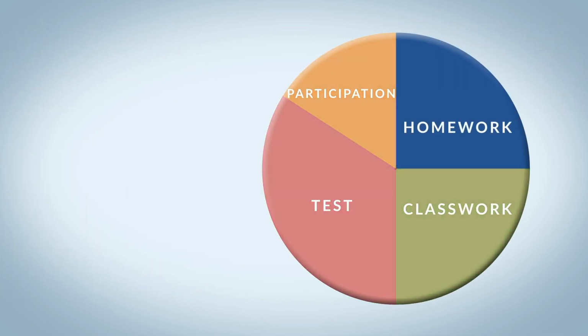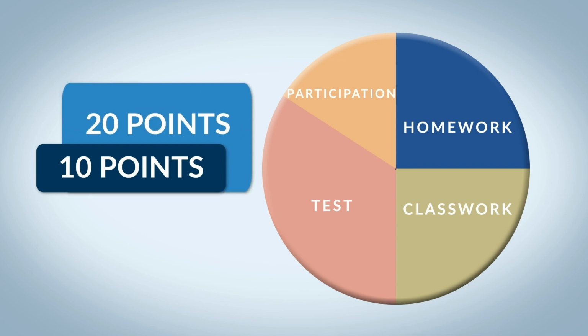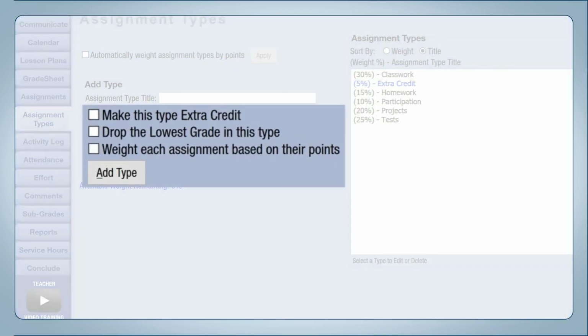If you don't want to weigh by percentage, you can also weigh based off of points. Instead of saying that homework as a category is worth 25% of the overall grade, you can simply say that a 10-point homework assignment is worth half as much as a 20-point homework assignment. As you can see, you're also able to drop low scores automatically or create extra credit assignments as well.